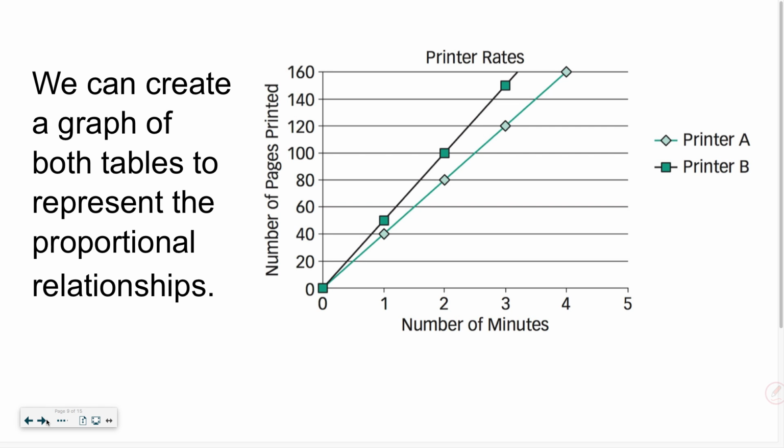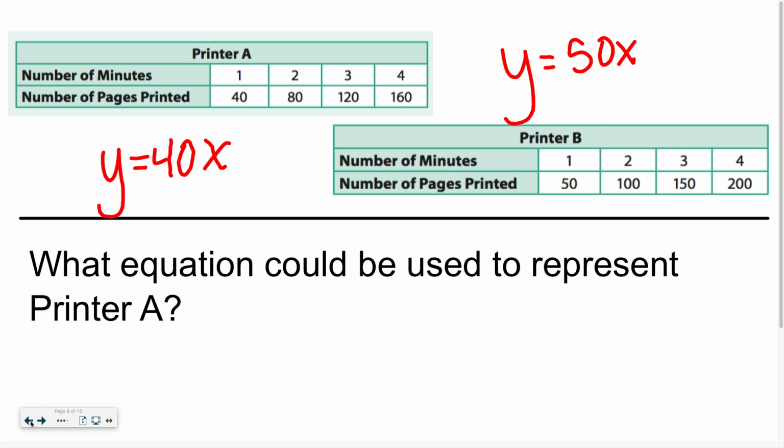Okay, so we can create a graph that has both printer A and printer B on it. How would we have graphed that? What would we have done to graph that? Okay, we could have just taken the table. Can you go back one slide? We could have taken the tables and we could have just plotted the coordinates. So for printer A, when x is 1 and y is 40, when x is 2 and y is 80. And then the same thing for printer B.